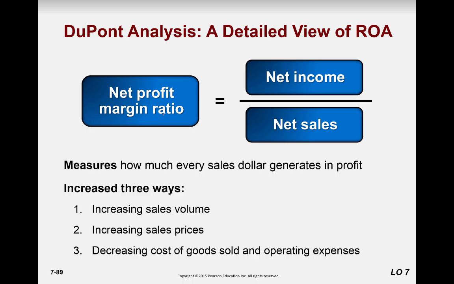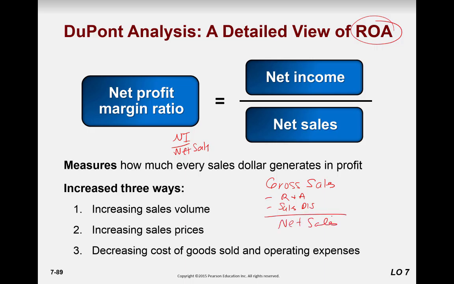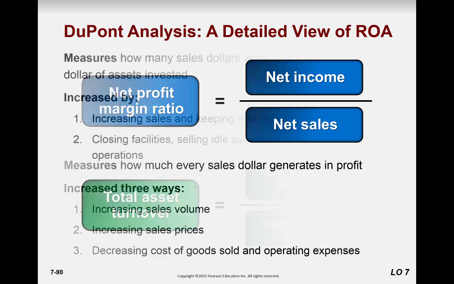Now we are looking at a more detailed view of our return on assets. So basically we have our net profit margin ratio, which is our net income divided by net sales. And remember, we said that gross sales, you should have this in your Excel, less returns and allowances, sales returns and allowances, less sales discounts equals our net sales. So make sure you can calculate and get to net sales. So you should have this in your Excel. Net profit margin ratio equals your net income divided by your net sales.